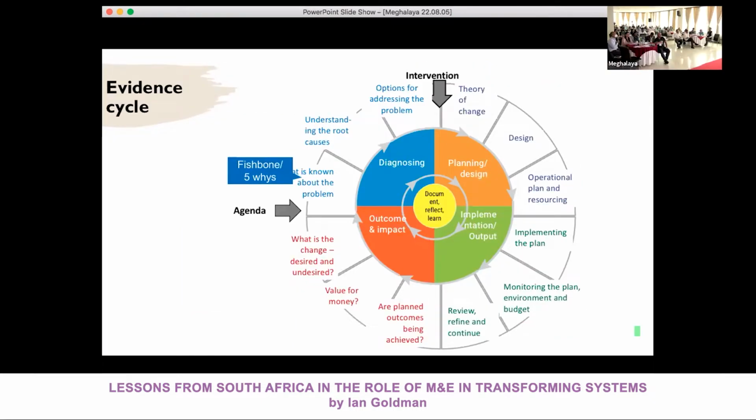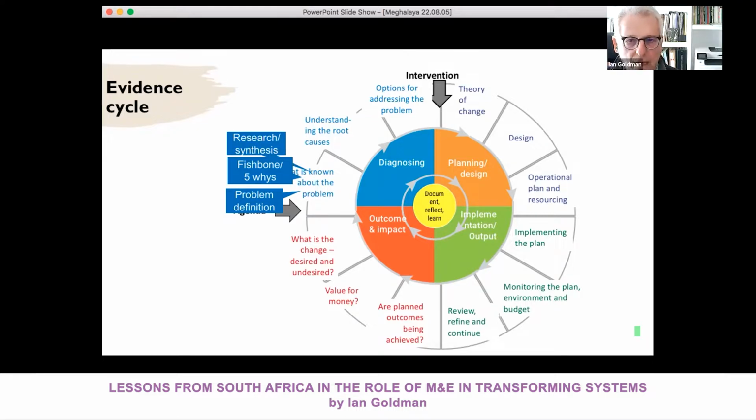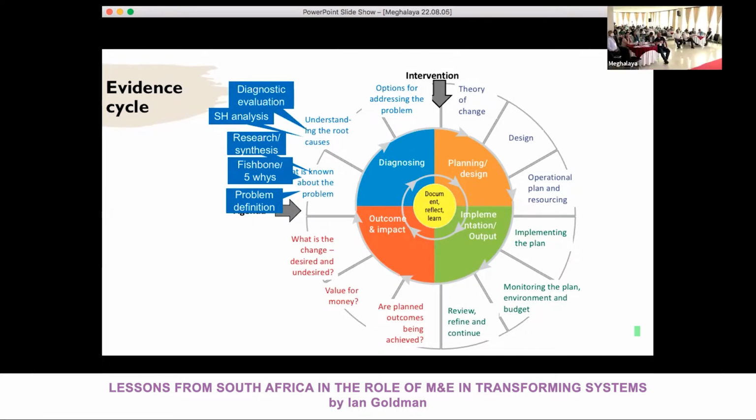Then what I want to talk about is some of the tools that we can use to bring evidence into the policy or program cycle, which we talk about as the evidence cycle. First of all, with your PDIA tools, there's problem definition and fishbones, but we can also bring in research and research synthesis. Sandra yesterday was talking about the importance of synthesis. How can we bring in existing evidence through synthesis? Before, we were talking about stakeholder analysis. Evaluation is not only done at the end of interventions.